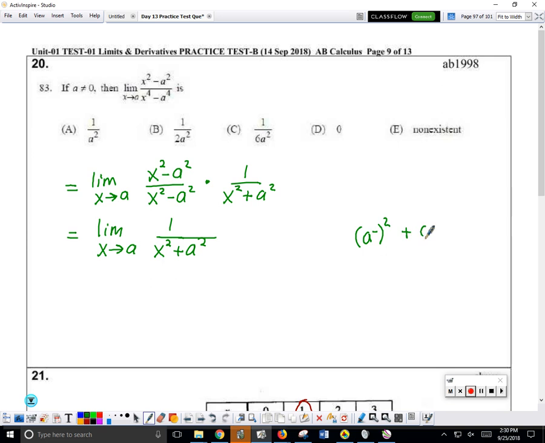And Lauren? It's the bad. A squared-ish plus a squared is 2a squared-ish. Yes. It's really, really close to 2a squared. So that's why the limit is 1 over 2a squared. Okay. Oh gosh, that makes sense now.